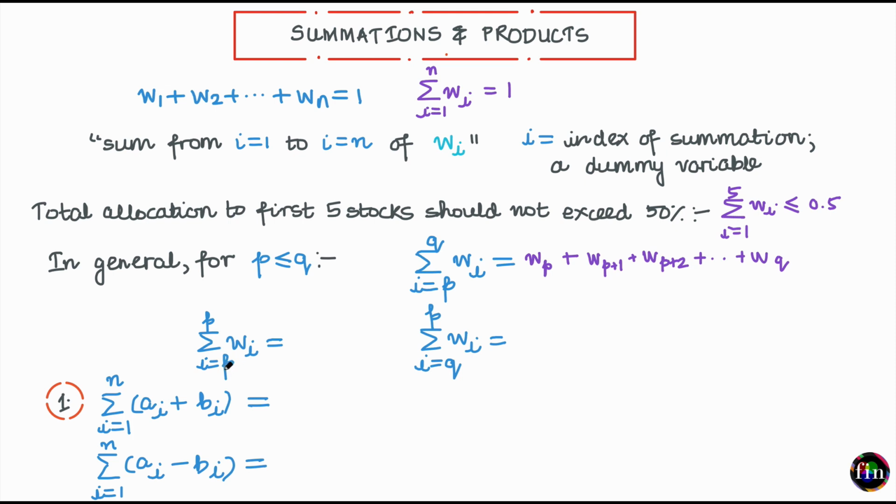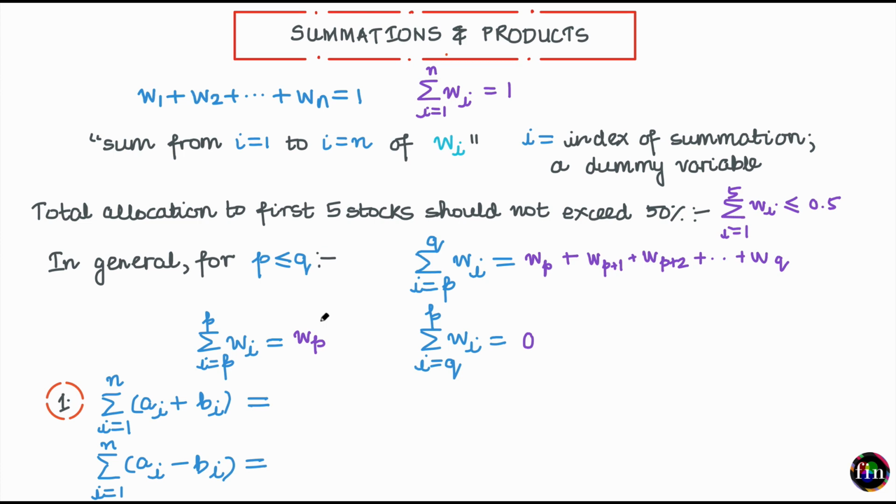If the lower limit and the upper limit of a summation are the same, the summation will only have a single term, and that will be WP. In this case, my lower limit Q, the value at which i starts, is greater than the upper limit P. Therefore, this summation will not even start. This sum, therefore, will be equal to zero.